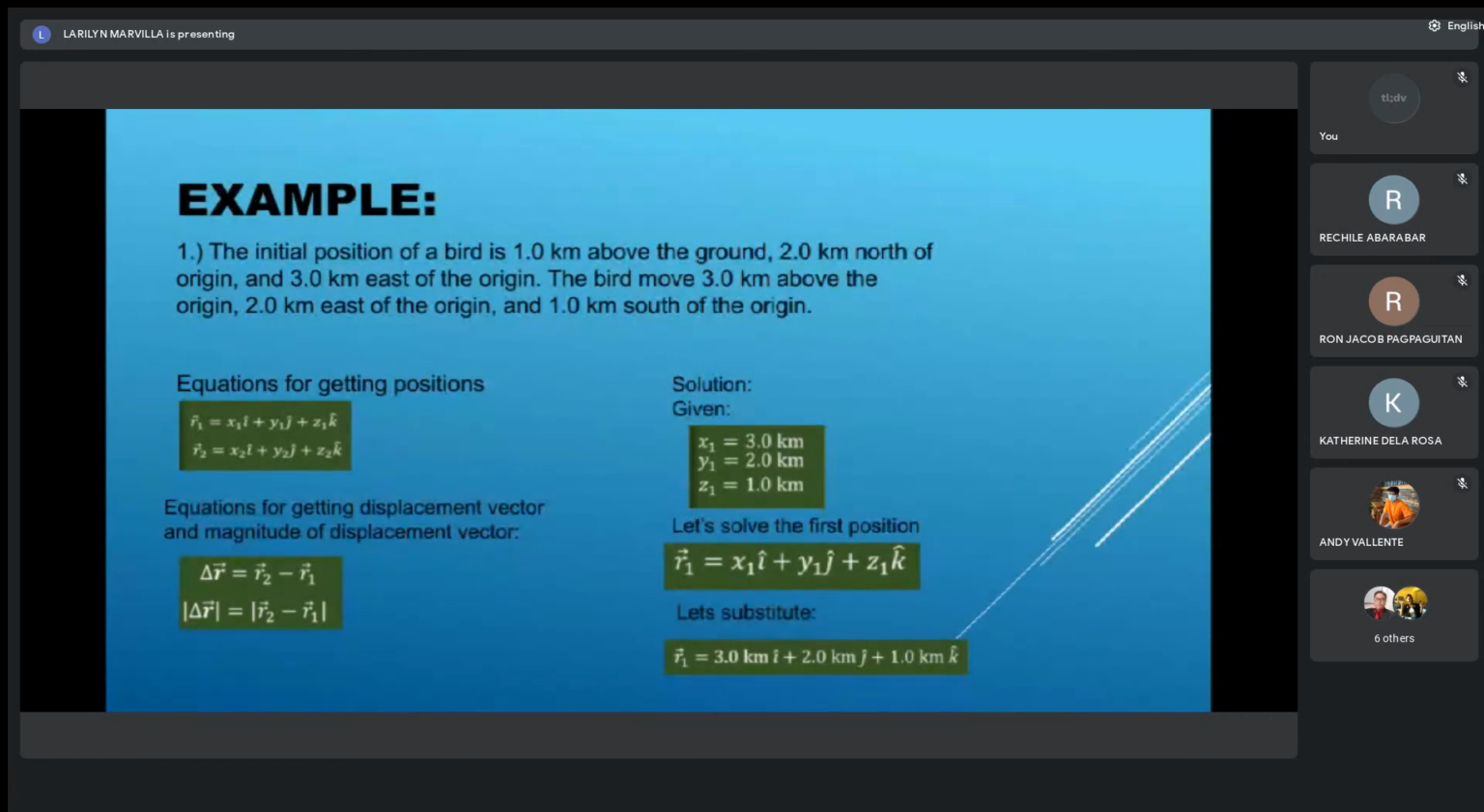Ang atuang equation sa pagkuha sa mga position is, kung first position natong kuhaon, kani r sub 1 na may arrow sa babaw. Tapos kung second position, ang r sub 2 na may arrow sa babaw. r sub 1 for position 1 is equal to x sub 1 i-hat plus y sub 1 j-hat plus z sub 1 k-hat. Position 2 is x sub 2 i-hat plus y sub 2 j-hat plus z sub 2 k-hat. Followed by equations of getting displacement vector and magnitude of displacement vector.